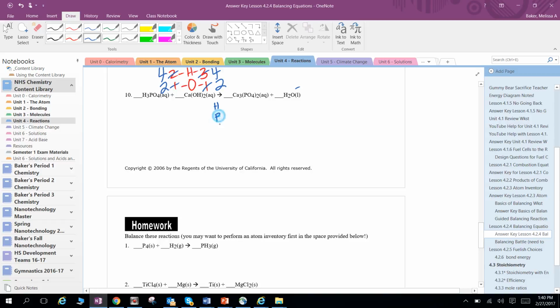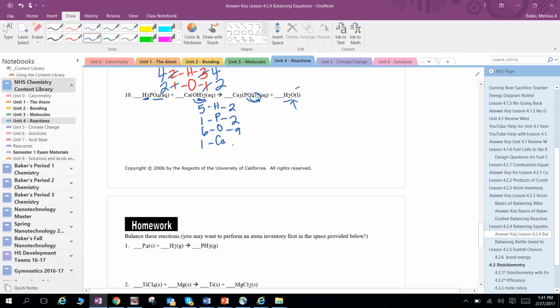So you've got H, P, O, Ca. Is there anything else? That's it. 3 hydrogens on the left plus another 2. That makes 5 hydrogens. On the right side, there's only 2. 1 P on the left. PO4, 2. That makes 2 P on the right. 4 oxygens plus another 2 oxygens makes 6. There's 8 oxygens plus a 9th one on the right.